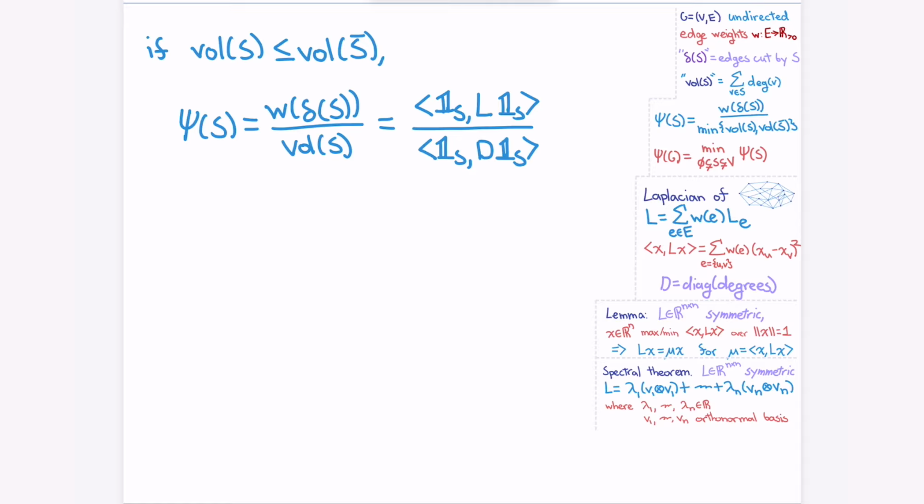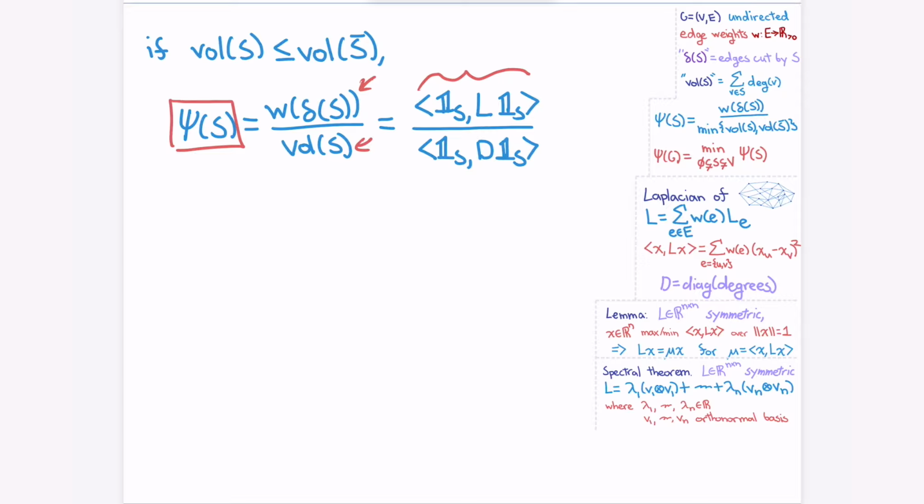So if we remember that, okay. If I expand out this top numerator here, I'm trying to come up with a nice continuous relaxation of conductance. So let's look at the conductance of a set. That's going to be the weight of the cut divided by the volume of the set, assuming that this is a small set, less than half the volume of the graph.